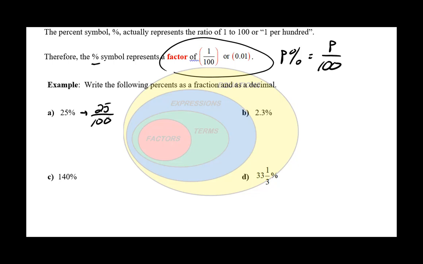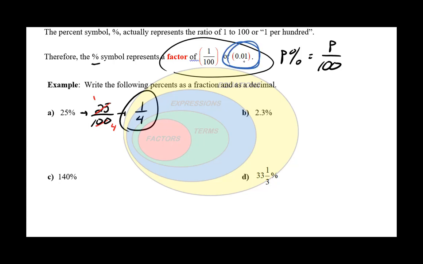Then the first thing we can do with 25% is just take the 25 and write it over 100. So that's in fraction form. That's the actual number. And again, we can simplify this. We always want to simplify our fractions. 25 goes into 100 4 times. So this would be the same as 1/4. So as a ratio, that would be simplified to 1/4.